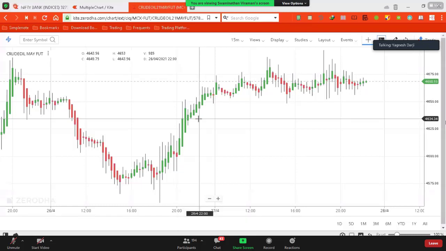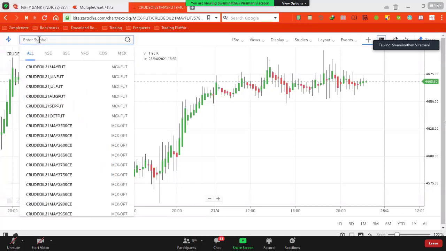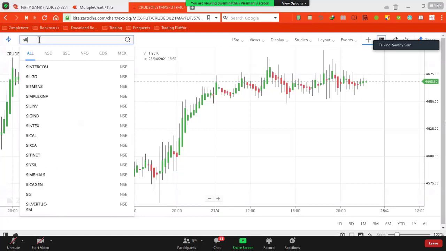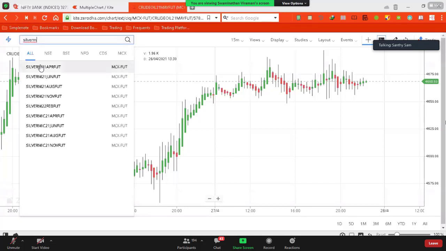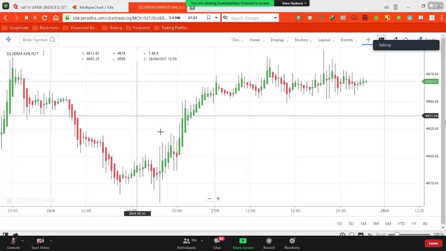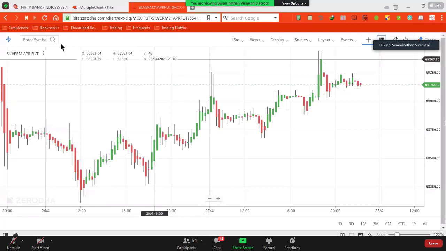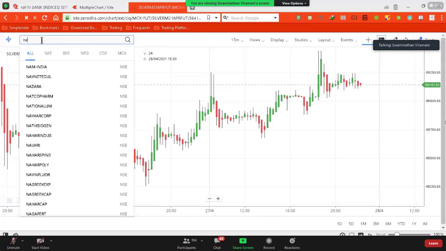In crude, there is momentum after 12 every day. Actually, it is from 6:30 to 7 o'clock. You get a huge move. It's exactly 5:30 to 7:30. One huge spike will come. Today also around 50 points. Look at silver, same thing. Natural gas.